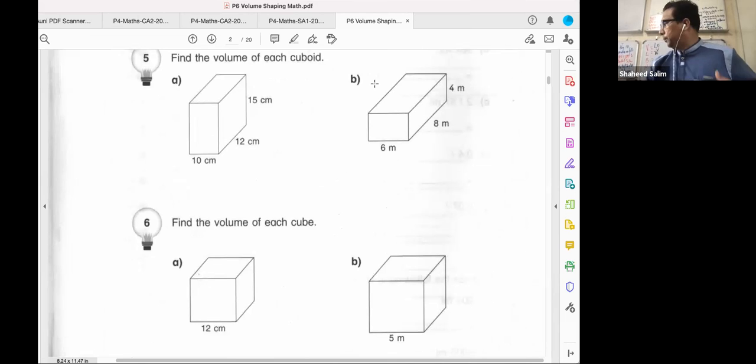Rectangular cuboid now. Don't need to write the units for now because it's a little bit difficult. But later we'll go into the units. Okay, we have first answers coming in.